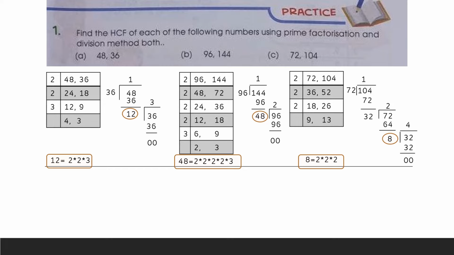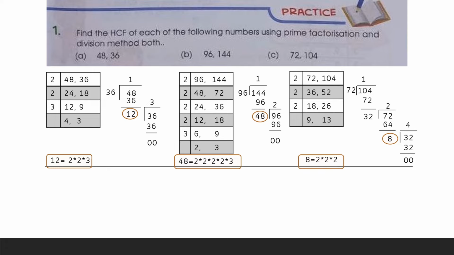But now we know that 9 is not completely divisible by 2, but 3 is the number that can divide both these numbers, 12 and 9. And the outcome is 4 and 3. But we know that now there is no common number that can divide these two numbers completely. So we stop here and our prime factors come out as 2 multiplied by 2 multiplied by 3, which is equivalent to 12.